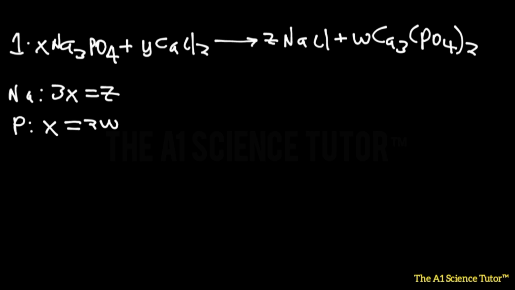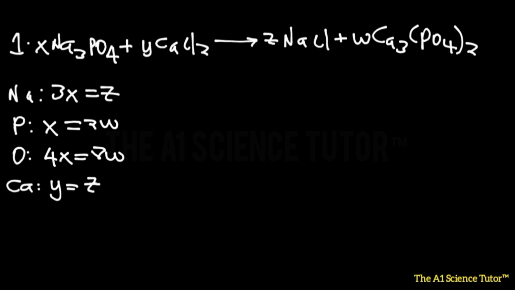Now let us go on to oxygen. On the left hand side, we have 4 atoms of oxygen and x moles, so that will be 4x. On this side, we have 4 multiplied by 2, multiplied by w, so that should be 8w. Then we're moving on to calcium. For calcium, we have y atoms on the left hand side, so that will be equal to y. Then on this side, we just got z, so that's going to be equal to z.